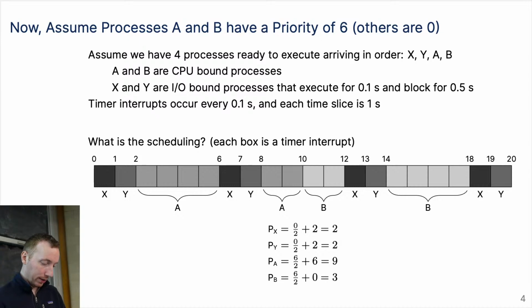Okay, so this would be a little bit of a different question if A and B had priority of 4 instead of 6, which I'll leave up for you to argue about. But if A and B had priority of 4 instead of 6, then B would execute for this entire time slice because it would have the same tied priority as X and Y, so you wouldn't switch to it when they become ready. Okay, any questions about that?